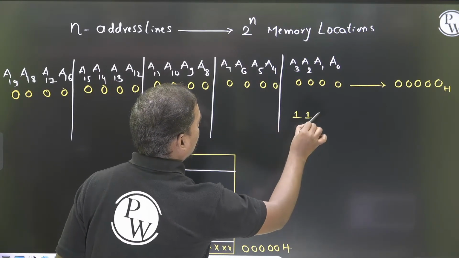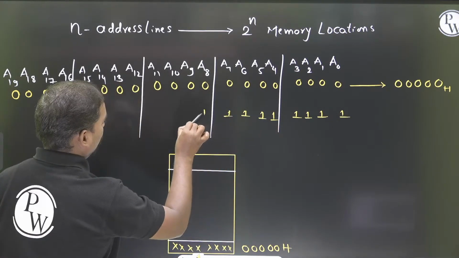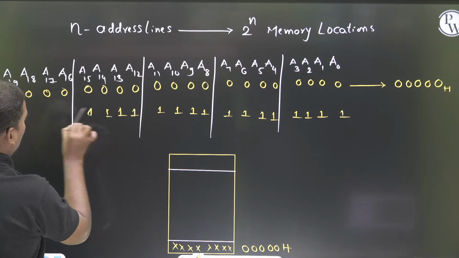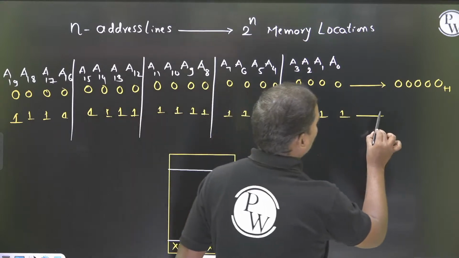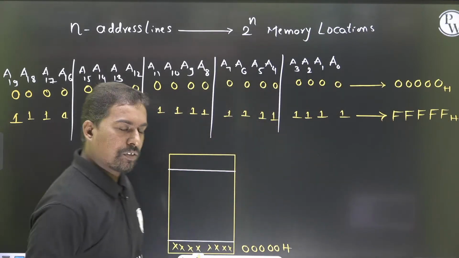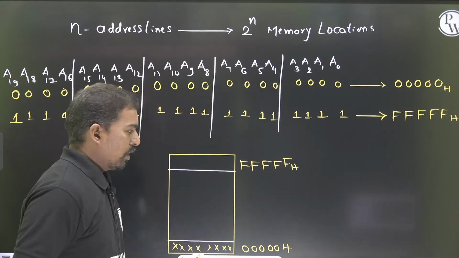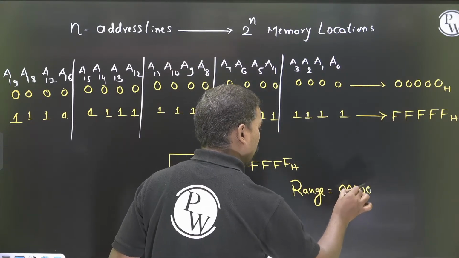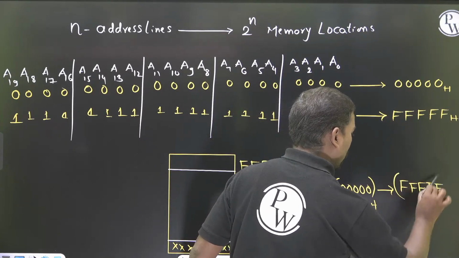That is all ones, my dear. So all must be 1, which means the range will be what? F, F, F, that is 5 hex digits. So this will be FFFFF. So the range will be 00000H to FFFFFH.